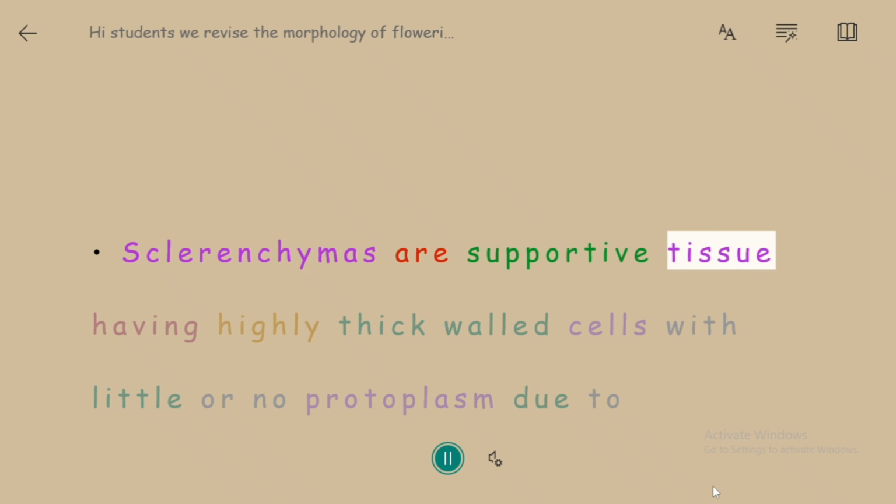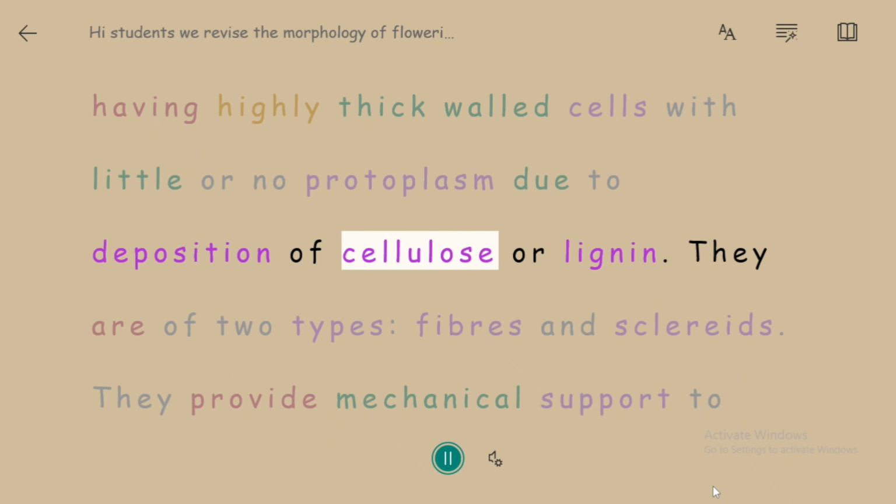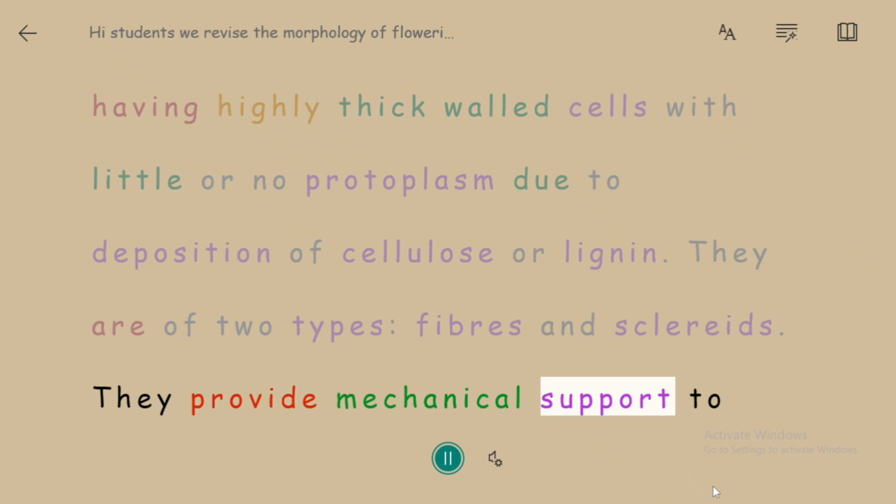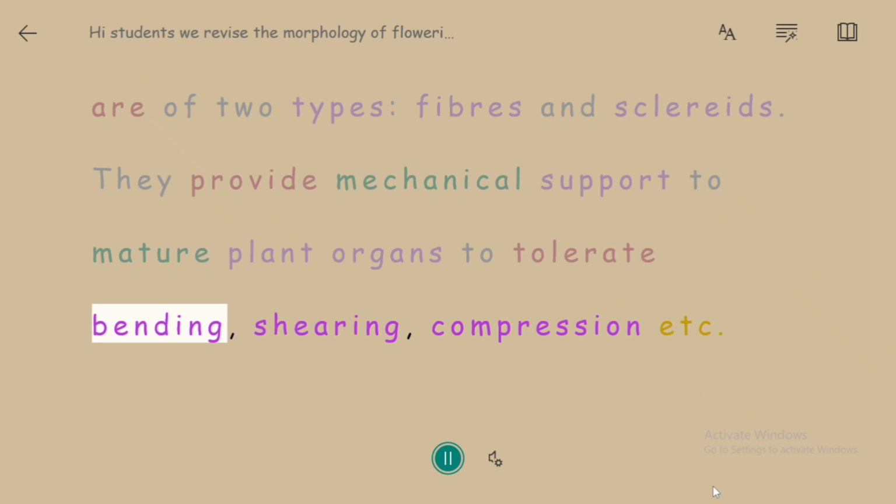Sclerenchyma are supportive tissue having highly thick-walled cells with little or no protoplasm due to deposition of cellulose or lignin. They are of two types, fibers and sclereids. They provide mechanical support to mature plant organs to tolerate bending, shearing, compression, etc.